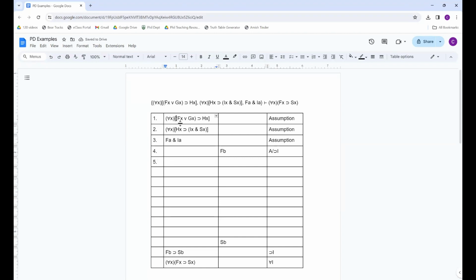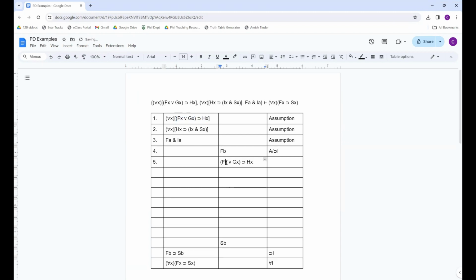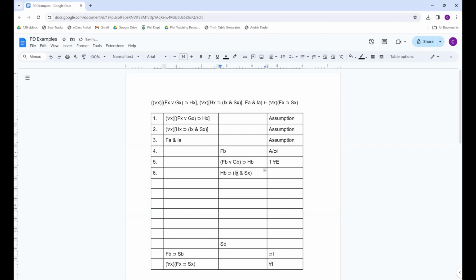So we'll go to working top down. We'll take these and apply universal elimination. And we're going to go in and replace these variables with the constant B. So this is one universal elimination, and two universal elimination.